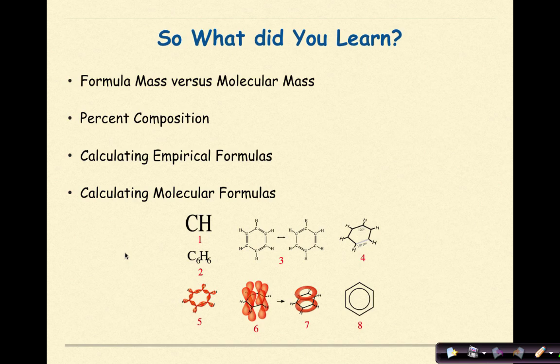So that's a little overview of how to find a molecular formula given an empirical formula and molecular mass. So what did you learn? We talked about the difference between formula mass and molecular mass. We talked about how to find percent composition of elements in a compound. We looked at calculating empirical formulas and calculating molecular formulas.